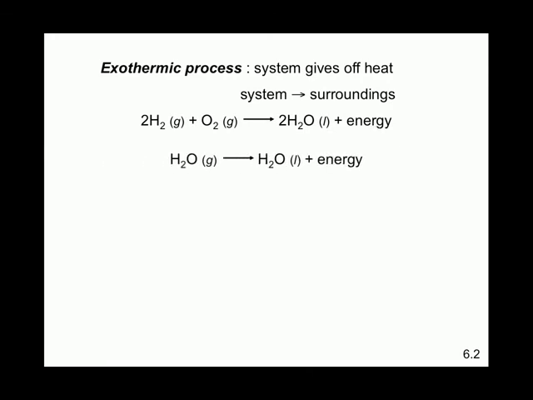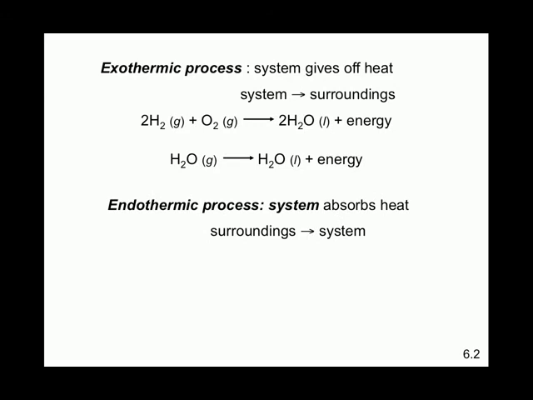Here's another example. Now this is a physical reaction where you have water vapor, H2O gas, changing to water liquid. So this is condensation. So condensation always results in a production of energy. So energy is a product here. So exothermic processes can be both chemical and physical. Now an endothermic also can be both chemical and physical. In an endothermic process, the system absorbs heat from the surroundings. So the surroundings is losing heat to the system.